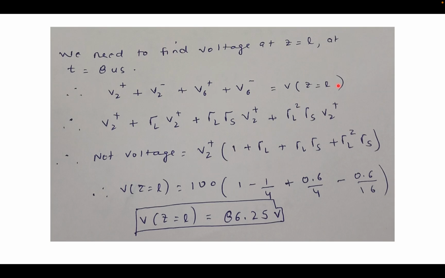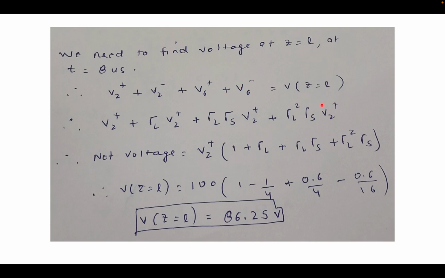Now V2 minus, you already know, will be tau L times V2 plus. Similarly, V6 plus will be tau L times tau S times V2 plus. Similarly, V6 minus will be tau L squared times tau S times V2 plus. This is simple, because every time the voltage bounces, it gets multiplied by the reflection coefficient at the load or at the source. So this is the net voltage.